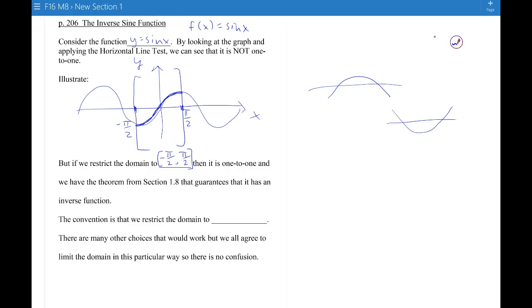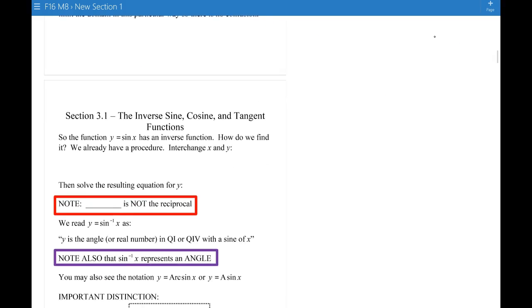But we all agree, this is called a convention. We all agree that we will restrict the domain to negative pi over 2 to pi over 2, endpoints included. And then we have the guarantee from section 1.8 that this function with its restricted domain has an inverse function. So the convention is that we restrict the domain to negative pi over 2 to pi over 2, and your calculator follows this domain restriction, this convention. So it will only give you answers that fall in this interval. So there's lots of other choices that would work, but we all agree to limit the domain in this way so there's no confusion.